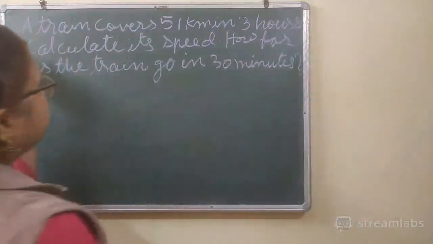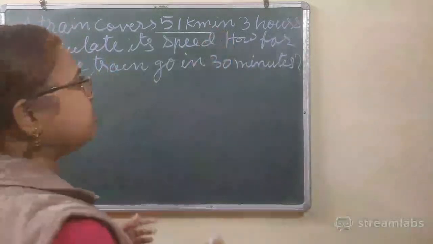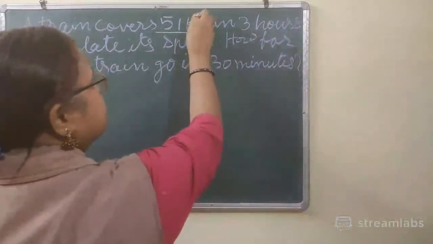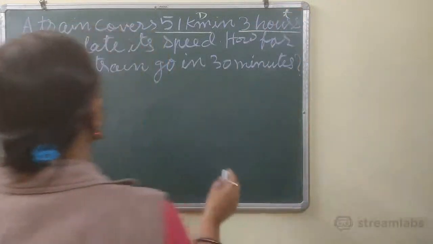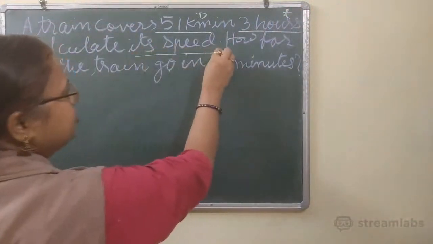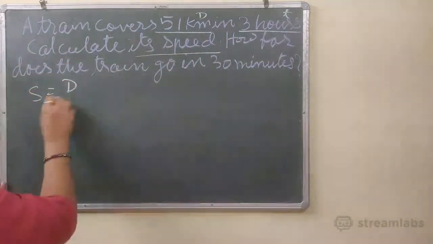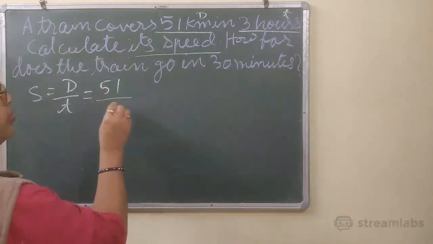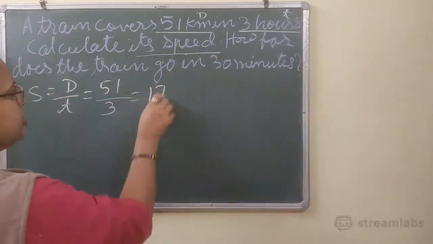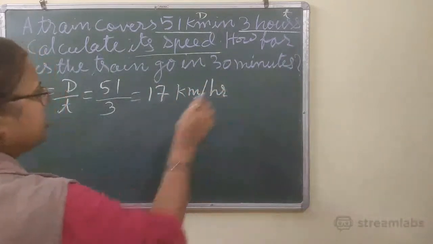Now, a train covers 51 kilometer. Kilometer means what? This is the distance. In 3 hours means this is what? Time. Calculate its speed. So first we will solve the first part. So speed will be equal to what? Distance by time. What is distance here? 51 divided by 3. So 17 kilometer per hour is the answer.